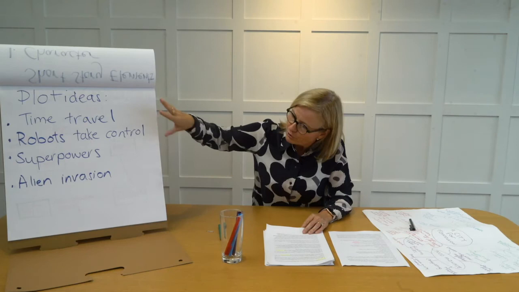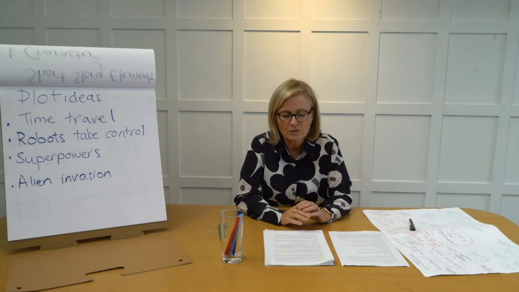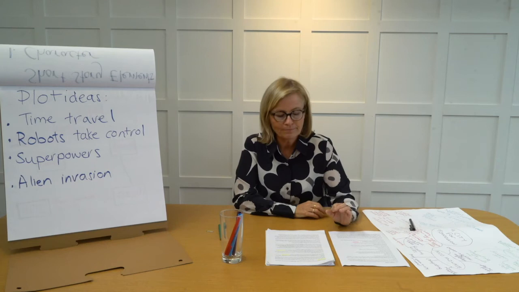So once you've thought about generally what your plot idea might be, write down three different events or problems that your character faces in the story. Start with a smallish one, then a bigger one, and then a huge one.